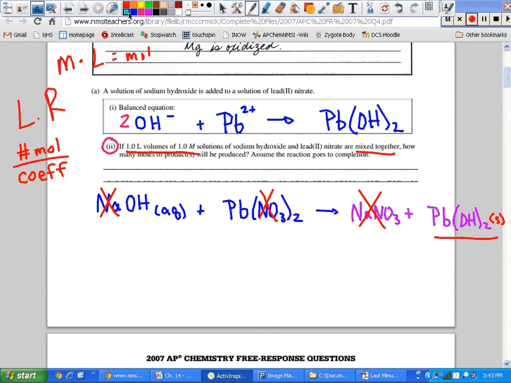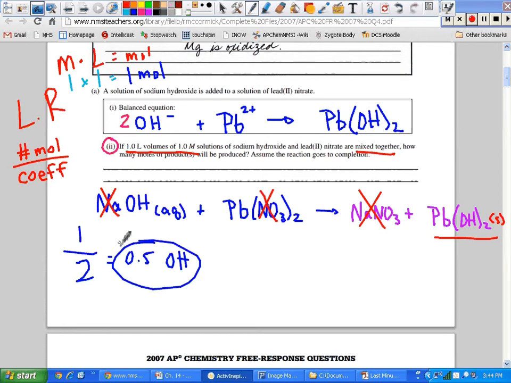Now, so here we go. So for OH, it's 1 over 2, which equals what? 0.5. And so that's for OH. You with me? So that's how much hydroxide will be produced. Well, what about for lead? It will be 1 over 1. So this is how much can possibly be made, right? So if this is what possibly can be made, how much of this can be made? 0.5. 0.5 moles of PbOH2.